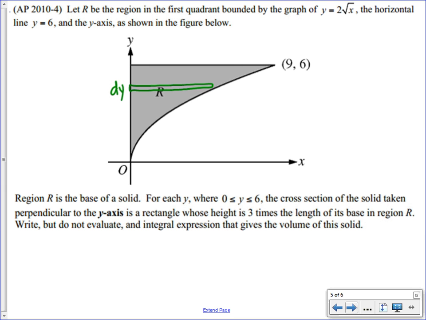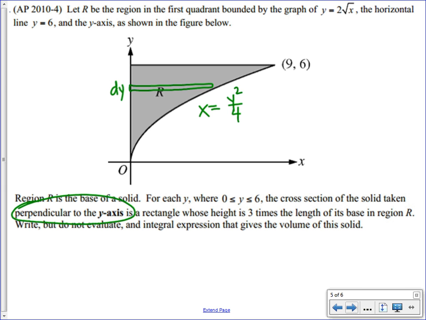Okay, so we have y equals 2 radical x. Y divided by 2 squared. So x is y squared over 4. Is that what you said? Wait a second, why do we need to move to dy? Because we have cross sections perpendicular to the y-axis. Do you see my reference rectangle?